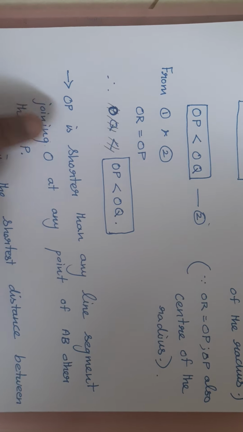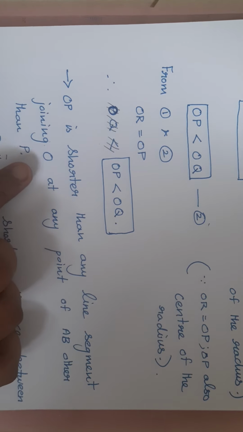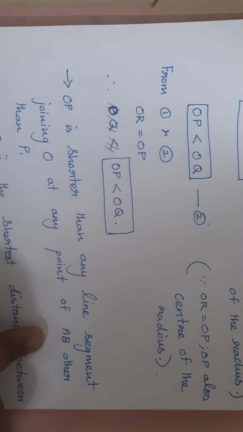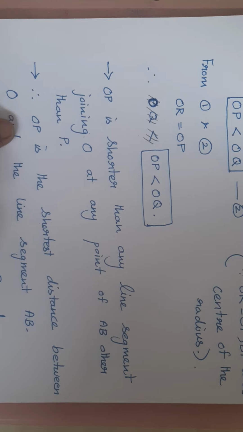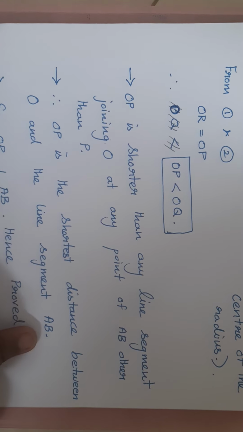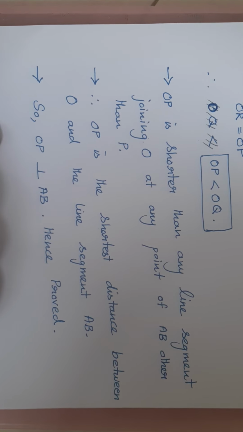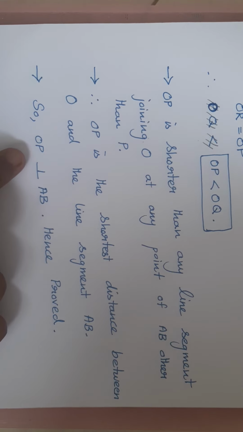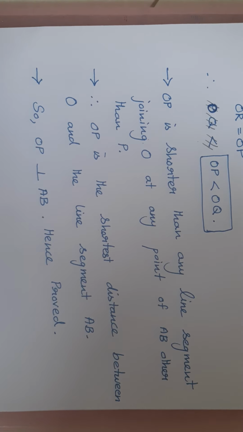Okay, so OP is shorter than any line segment joining O to any point of tangent AB other than P. So OP is the shortest distance between O and the line AB. So one line is shortest, and that line is perpendicular to the other line. OP is perpendicular to AB. Hence proved. Understand, children?